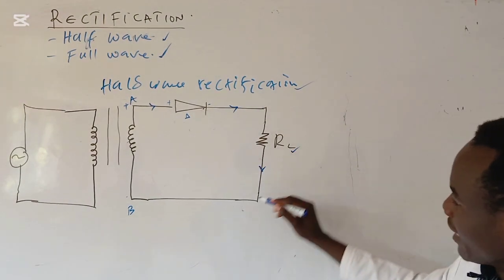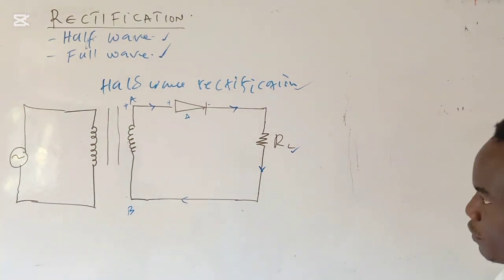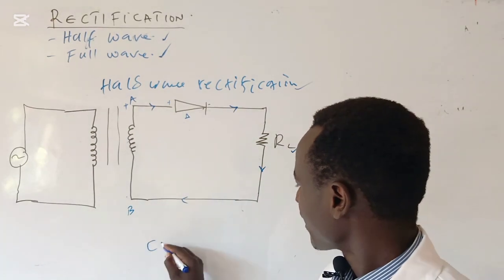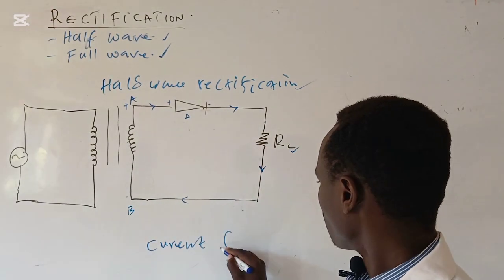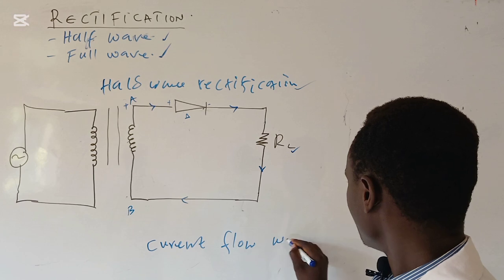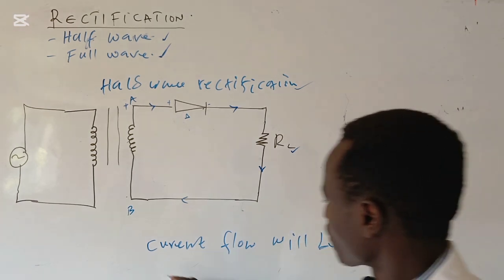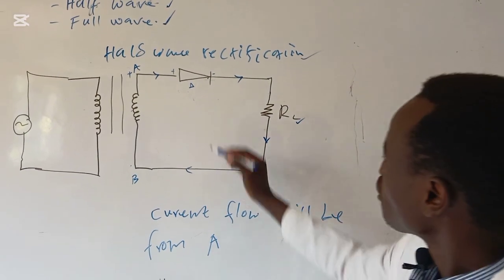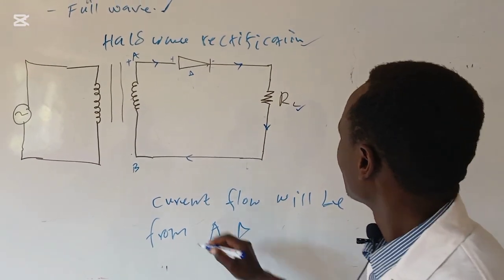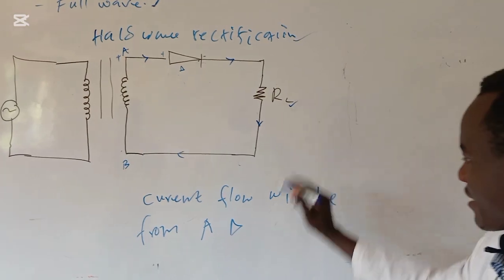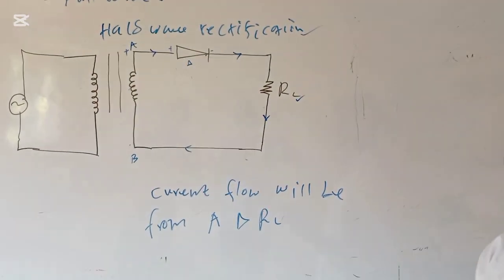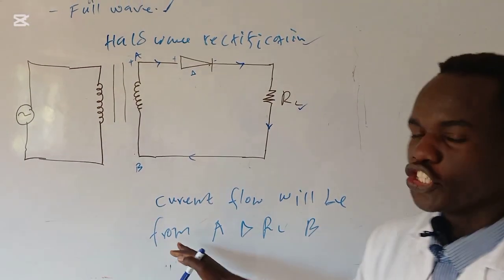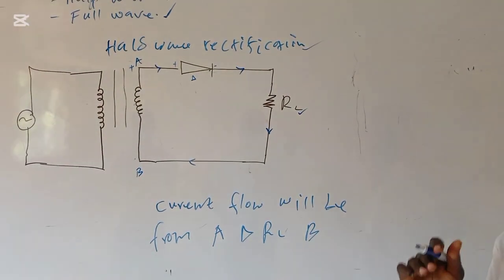Now the current will flow from point A, through our diode, through our load resistor RL, back to the transformer at point B. That is during the positive half cycle.